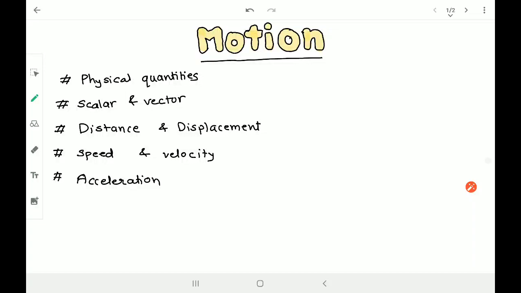Hello everyone, good morning. So here we are on a science topic. Let us begin the first topic of physics, that is motion.